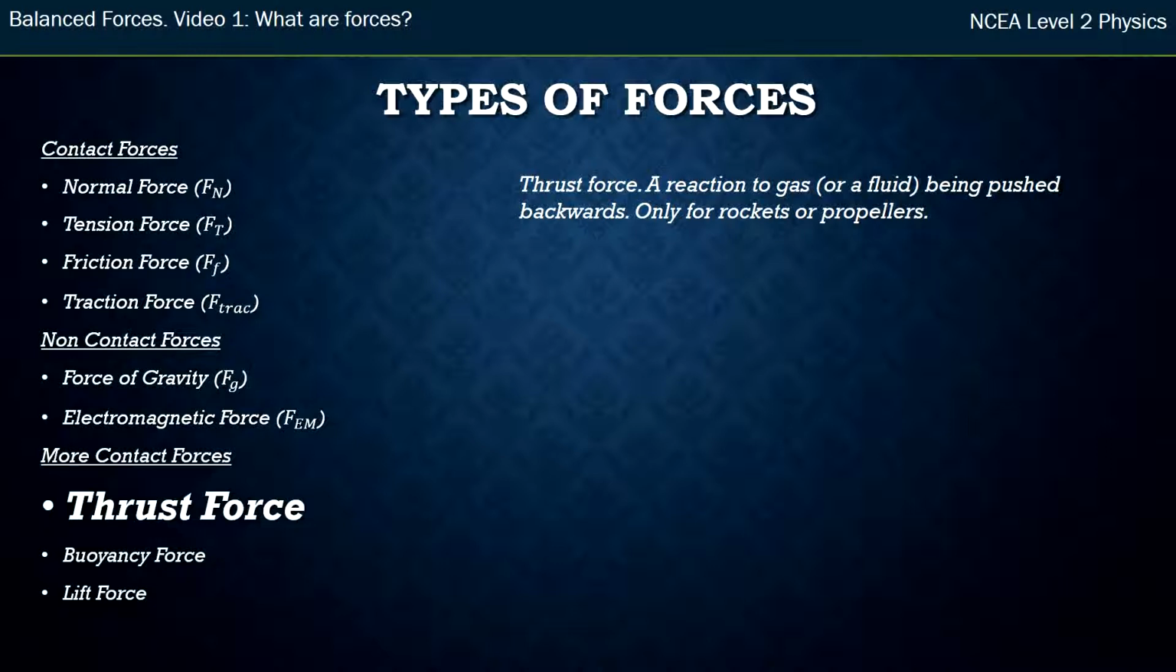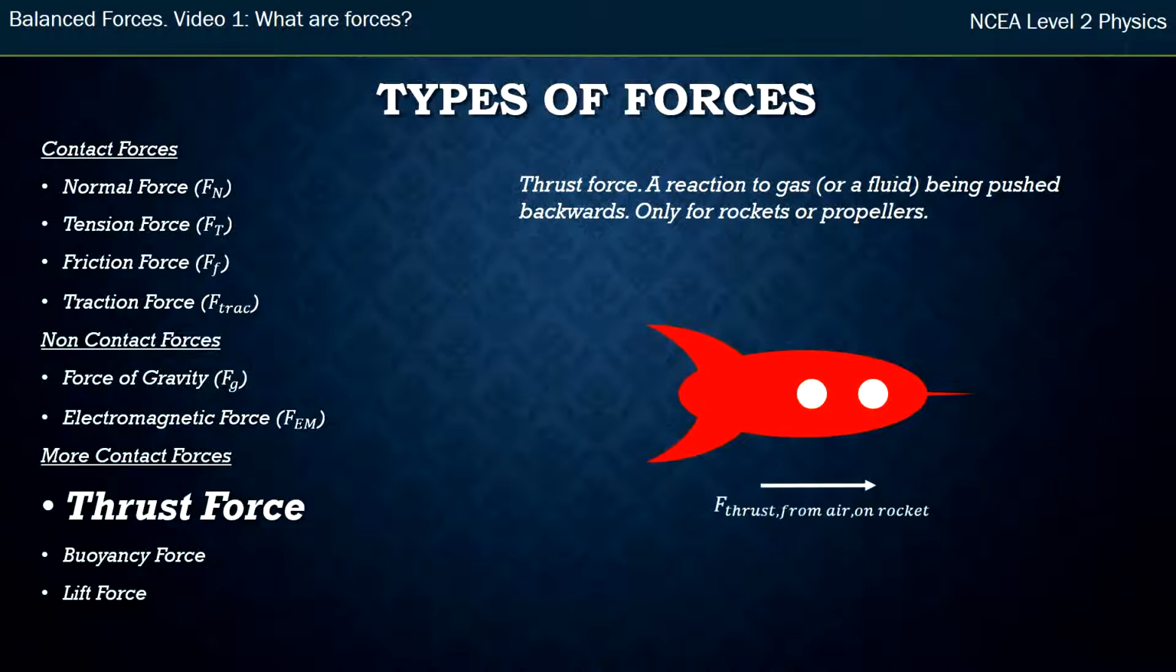So with a rocket, when a rocket wants to accelerate, it ignites gas, and that gas comes out the back of the rocket, and that pushes the rocket forward. That is thrust. A propeller, when it spins, pushes air backwards, and that air pushes the propeller forward. That is thrust. A car driving along the ground does not have thrust. Okay, it is not pushing air backwards and allowing it to go forwards. A person running does not have thrust. They do not push air backwards that allows them to go forwards. Thrust is only used for rockets or propellers. So here we have thrust from the air on the rocket.